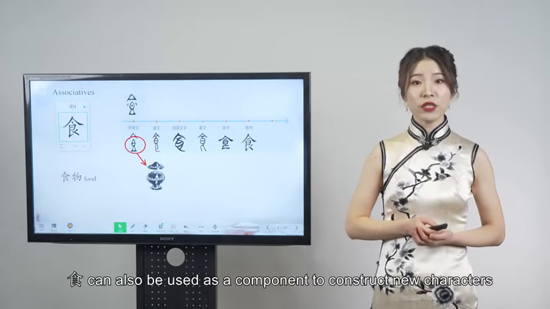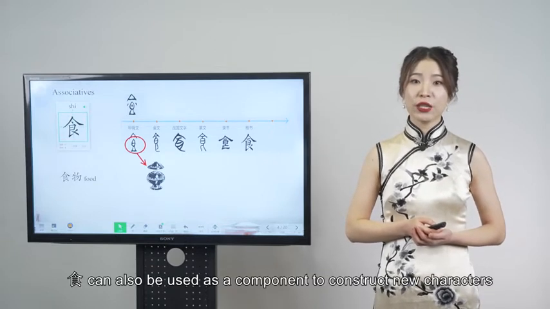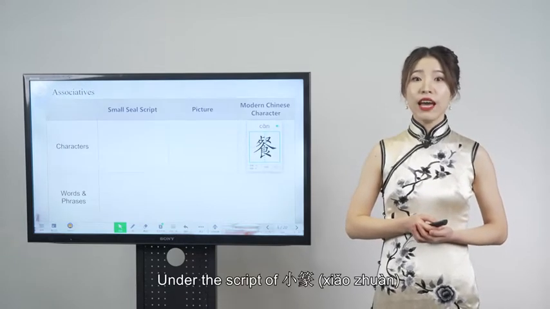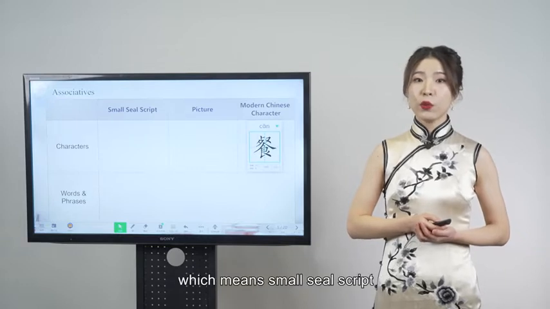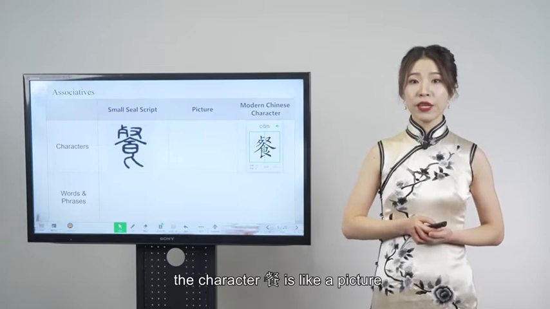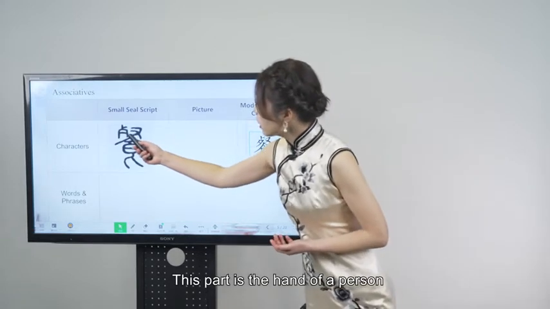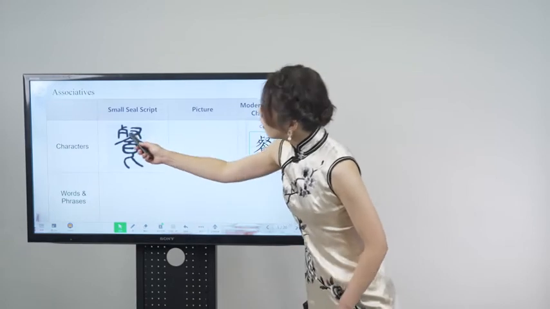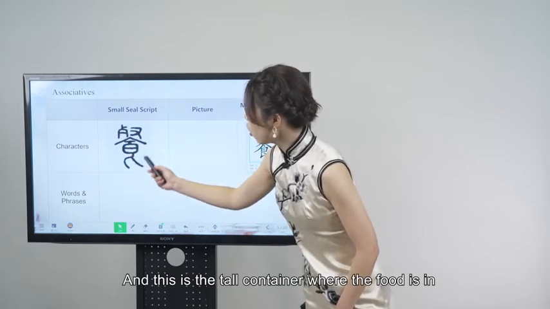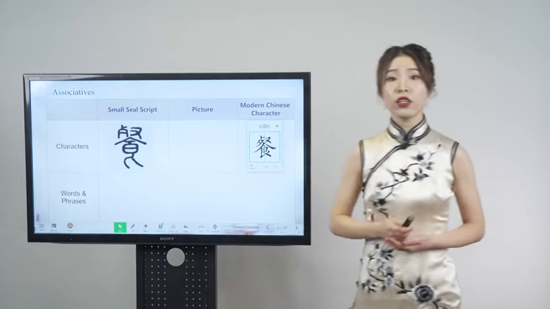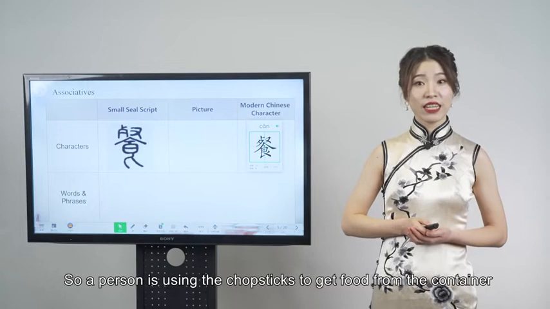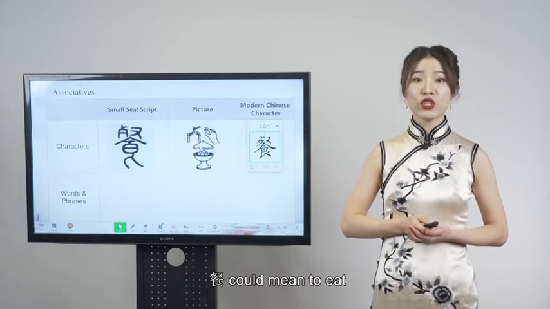食 can also be used as a component to construct new characters. For example, 餐. Under the script of 小篆, which means small seal script, the character 餐 is like a picture. This part is the hand of a person. This looks like a pair of chopsticks. And this is the tall container where the food is in. So a person is using the chopsticks to get the food from the container. 餐 could mean to eat.